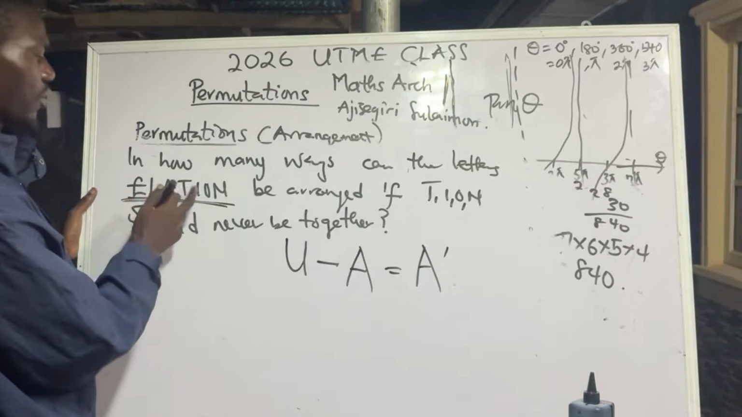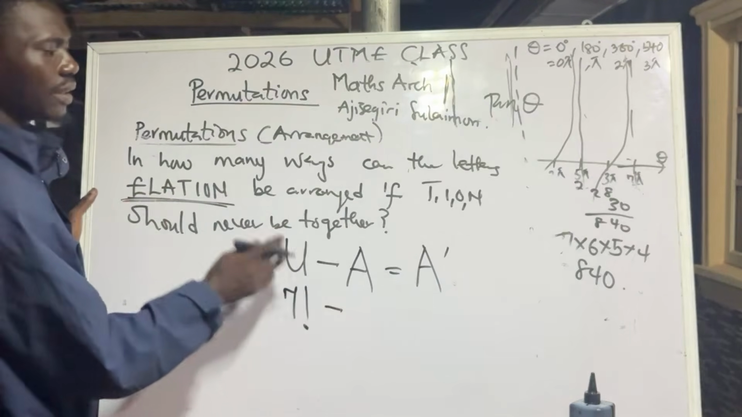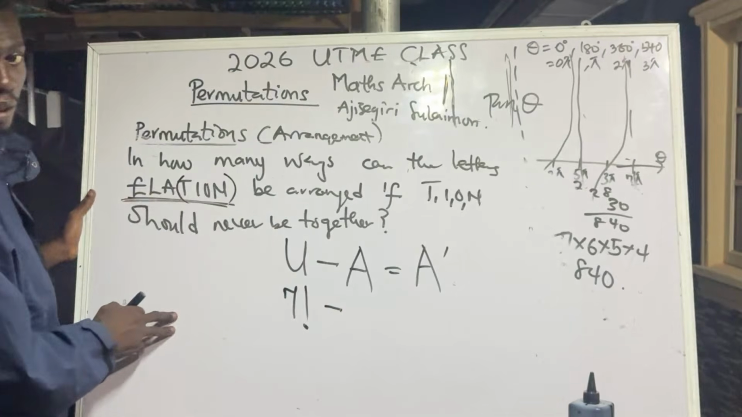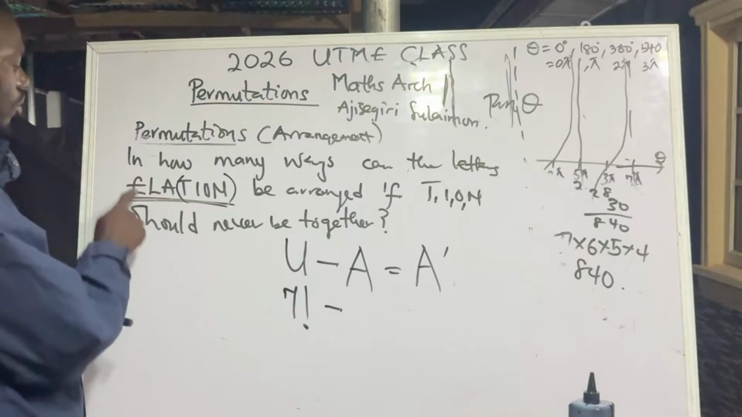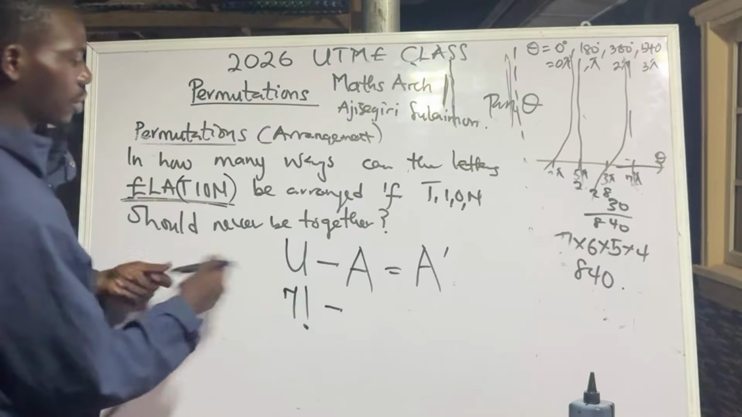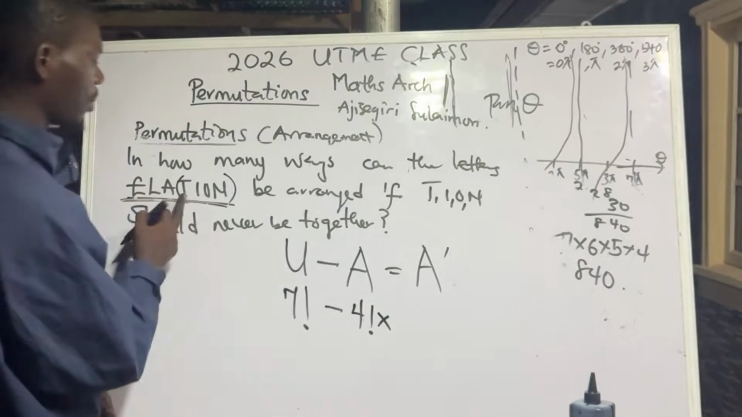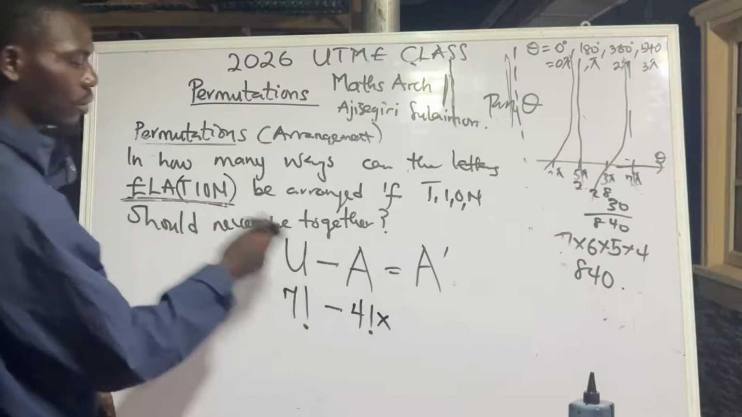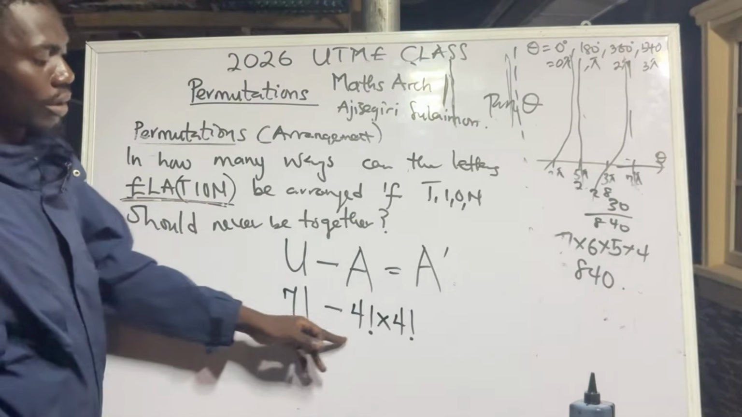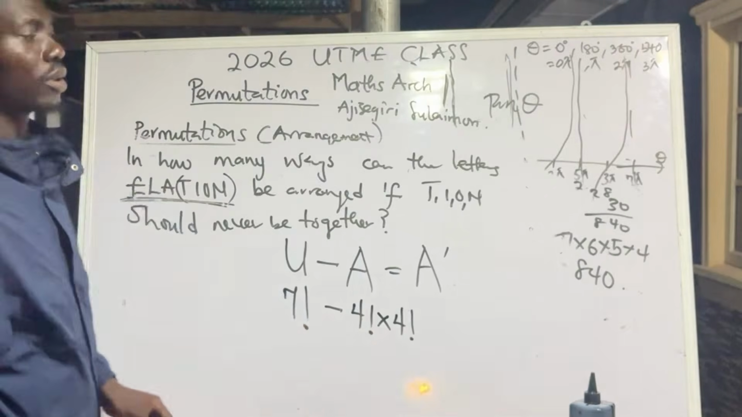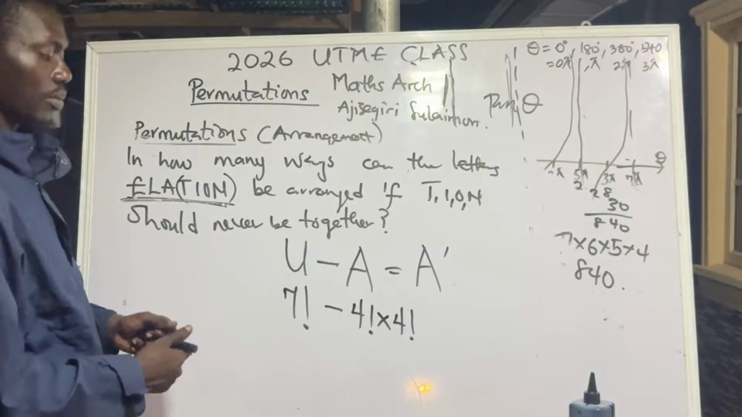In how many ways can you arrange the letters of the word elation? 1, 2, 3, 4, 5, 6, 7. That is 7 factorial, minus the case where the letters TION are together. What would that be? 1, 2, 3, 4, 4 factorial. Is there a repetition here? No. Multiply by how many letters do you have here? 1, 2, 3, 4. Another 4 factorial. So the answer will be 7 factorial minus 4 factorial times 4 factorial. Okay?